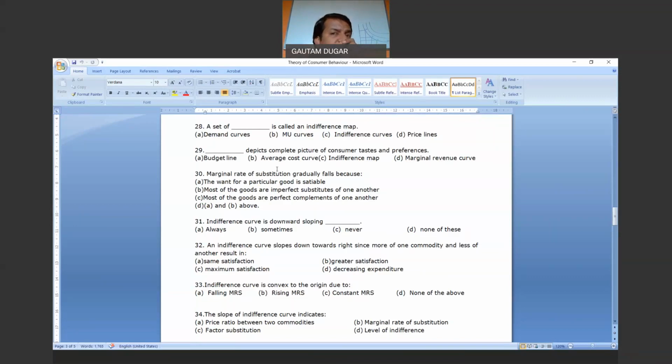Because an indifference curve is convex to the origin. The question comes, why is it convex to the origin? It is convex to the origin because of the marginal rate of substitution. The marginal rate of substitution of one commodity for the other commodity goes on decreasing. We have a decreasing MRS. So that is from question 30 onwards.